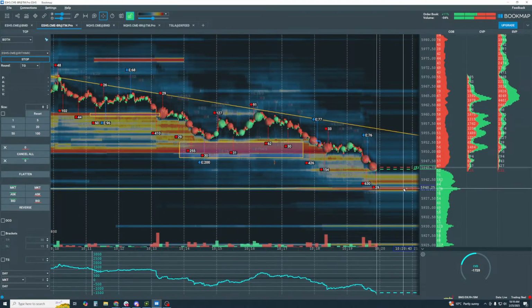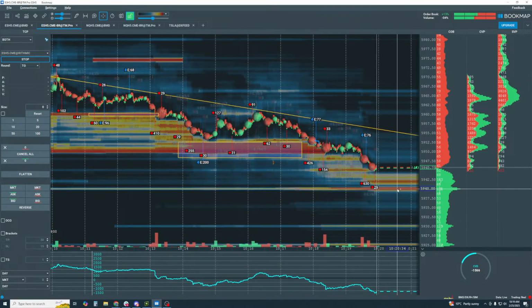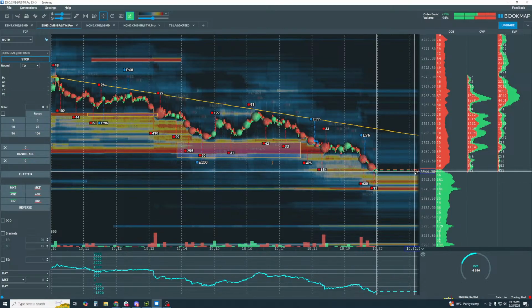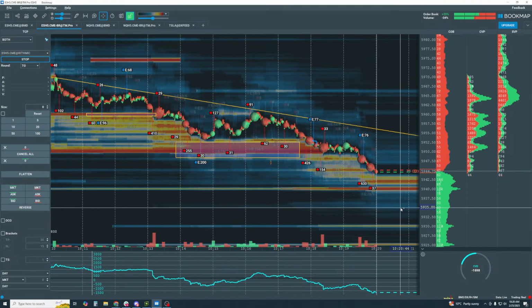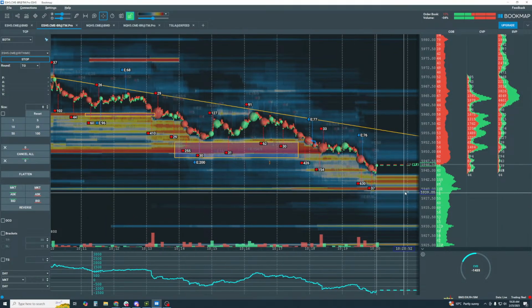So we have our 40 level. Liquidity is our next level down here at 40, a bigger level. Okay, 36, 35. I don't see anything really down there, which is kind of interesting.